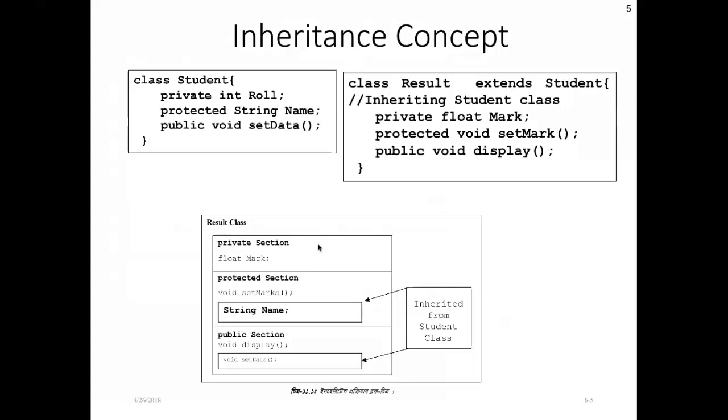So this was my parent class or base class, and this class Result is my new class, the derived class. So what is the way to inherit? It would be nice if the keyword were inherit, but it is extends.